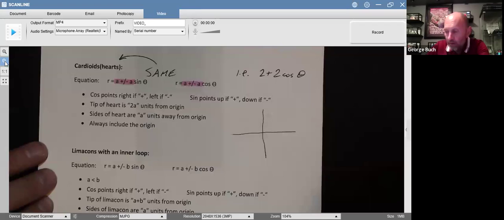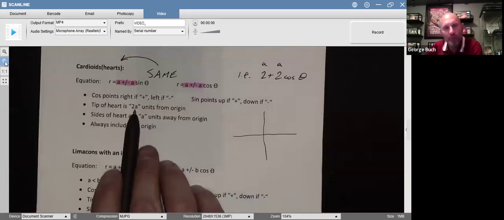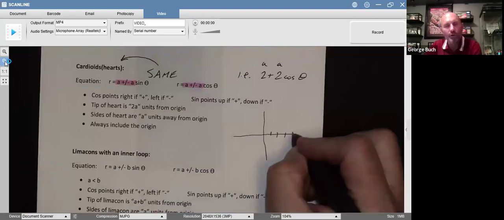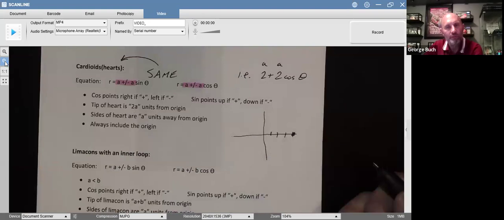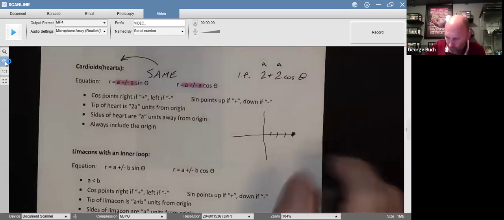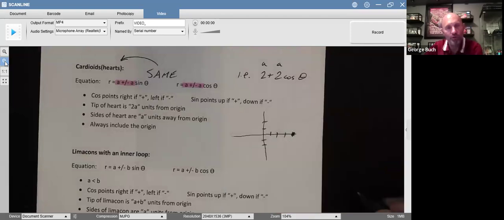Now, where is that point? Well, my a in both of these cases is 2. So the tip is 2 times whatever my a value is. 2 times 2 is 4, meaning the tip of this heart is 4 units away to the right. Because this thing is pointing to the right, the sides are actually moving up and down, because this heart is turned sideways. They're a units away, so 2 units away.